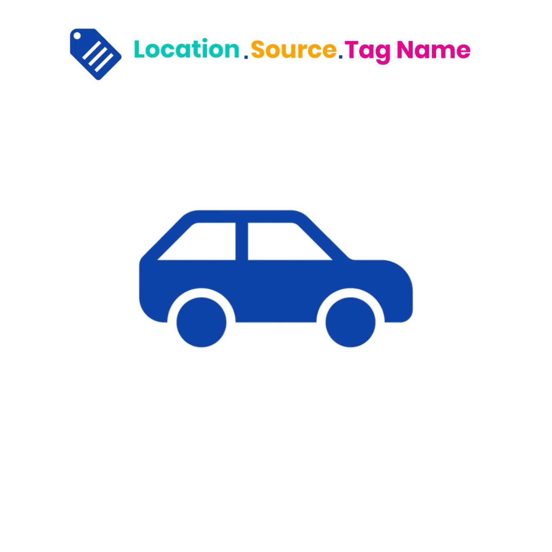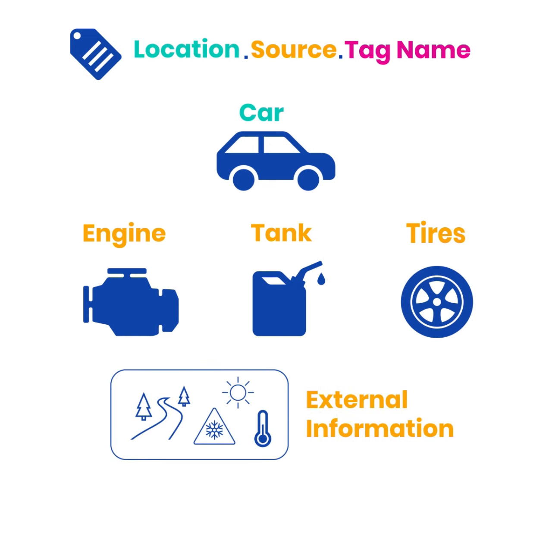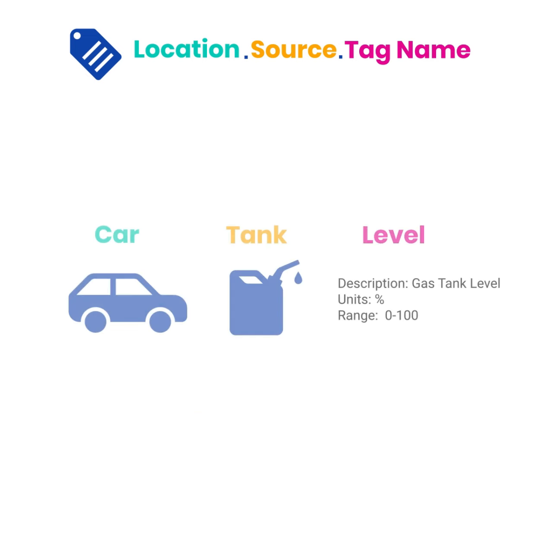And let's talk about another example of a tag, and let's use a car. So the location is going to be the car, and it has a lot of sources where information can come from. The engine, the tank, the tires, external information. So when you put it all together, you see things like car, tank, level.